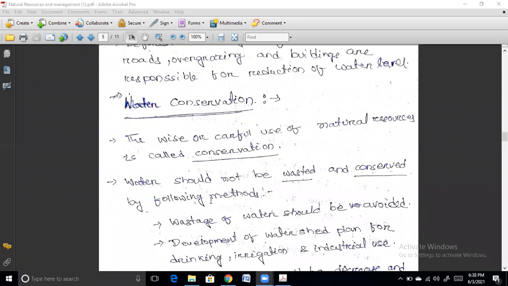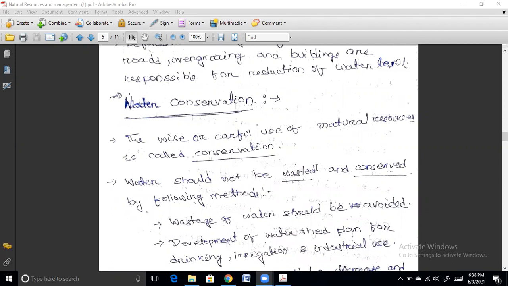And non-renewable resources are those which are present in limited quantity, which cannot be recycled within reasonable time. Those are called non-renewable resources.